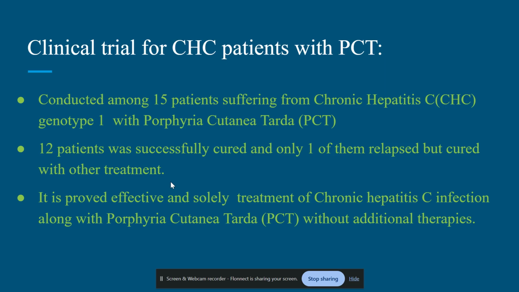Now we have another clinical trial, for chronic hepatitis C virus with porphyria cutanea tarda. It was conducted among 15 patients who had genotype 1 chronic hepatitis C virus with porphyria cutanea tarda. 12 patients were successfully cured, and only one of them relapsed but was cured with other treatment later on. It proved that Harvoni is very effective as the sole treatment of chronic hepatitis C infection along with porphyria cutanea tarda, without additional treatment. So it can treat both diseases, the skin disease porphyria cutanea tarda along with chronic hepatitis C infection. We don't need any additional treatment if we are giving Harvoni.